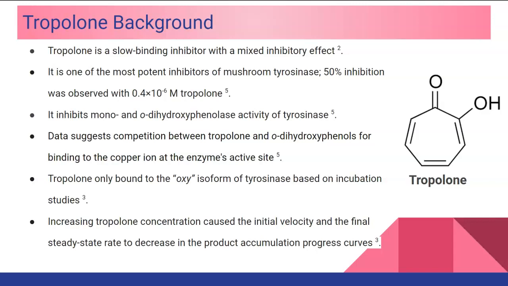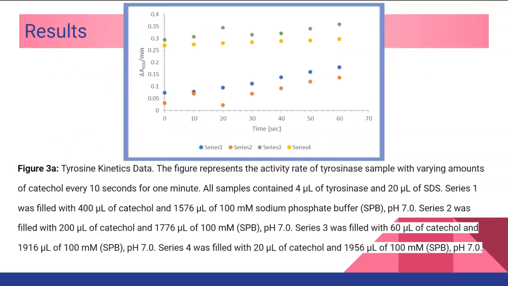It only binds to the oxy isoform of tyrosinase based on the incubation studies. Increasing tropolone concentration causes the initial velocity to decrease to the final steady state rate as the product accumulates in the progress curve, meaning more tropolone, less product forms.